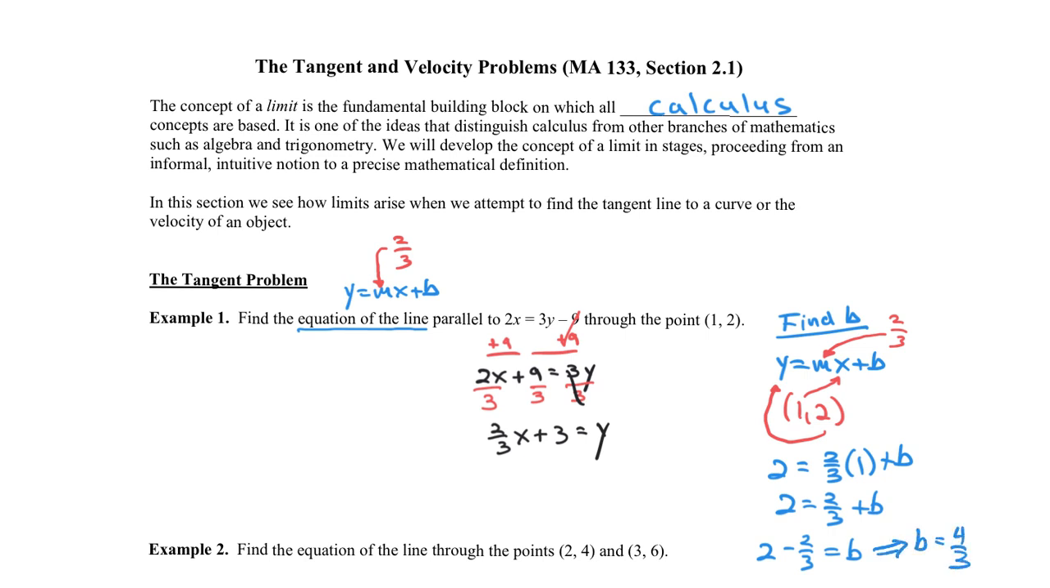Now we know what the slope is and what the y-intercept is, so we can write our answer. The answer we're looking for is y = (2/3)x + 4/3.